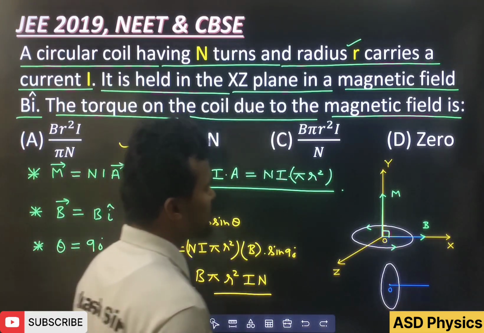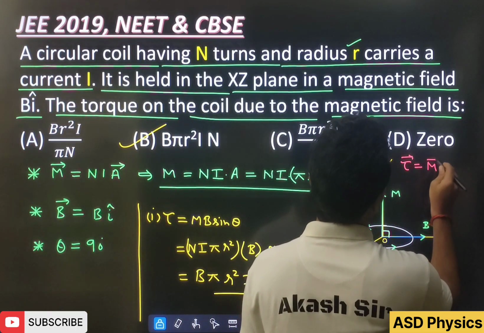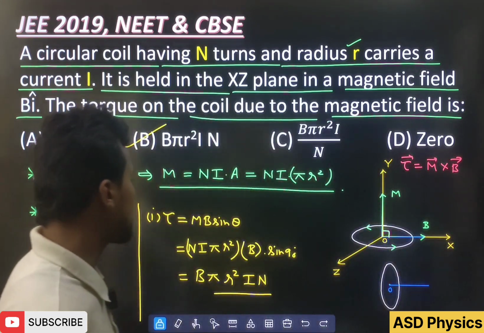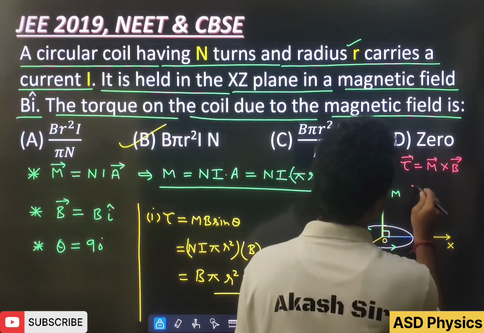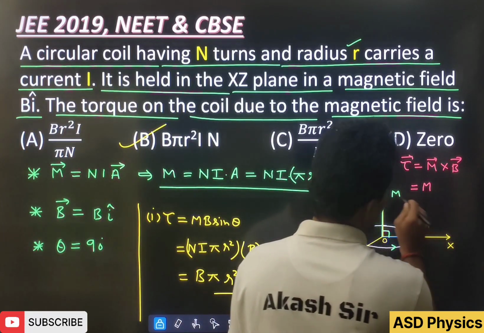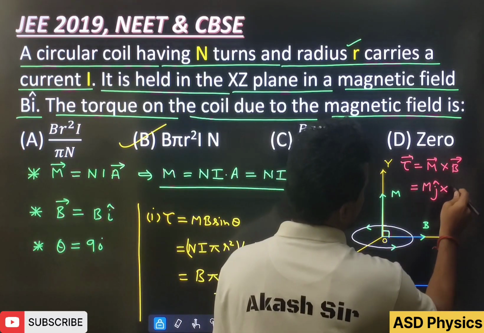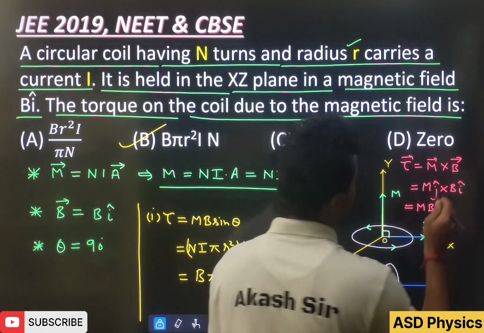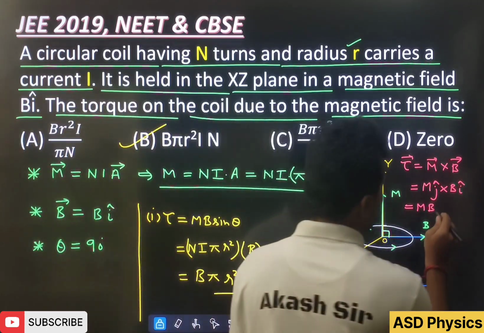Okay, so for that we can use one more thing. You can see very well torque equals M cross B. What is this, M cross B? Here M means N I pi r squared, in the J cap direction, and the magnetic field is B in the I cap direction. So you can write here M B, that is the magnitude, and what is J cap cross I cap?